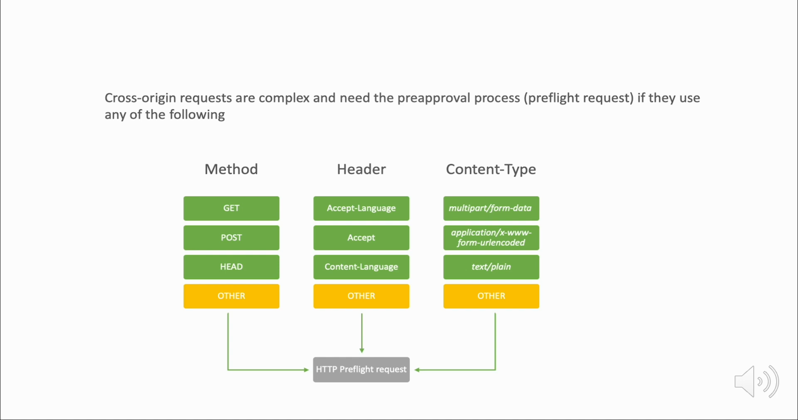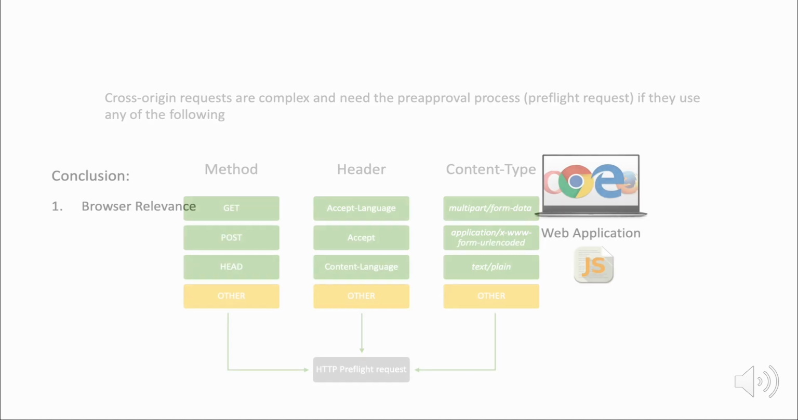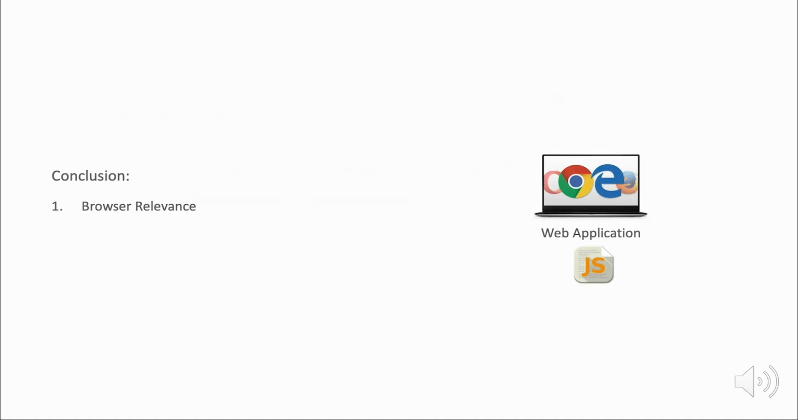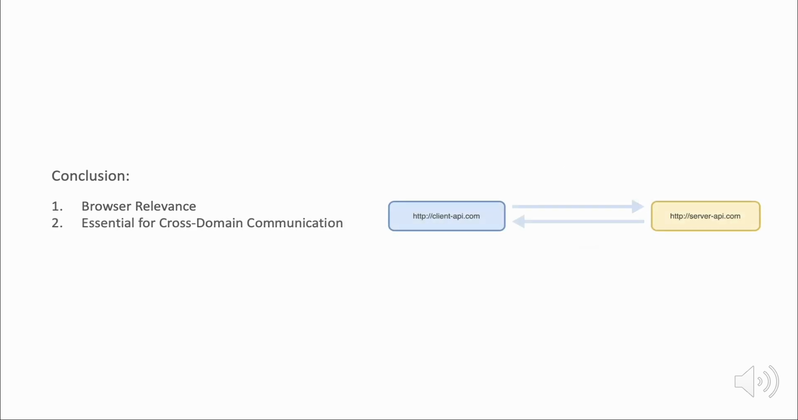Let's conclude the main points. CORS is relevant specifically for browser-based applications, which enforce cross-origin rules to protect users. It's important to note that this restriction does not apply to backend-for-frontend services or server-to-server communication, where different security mechanisms are typically employed. CORS is crucial for applications that need to interact with resources across different domains. It ensures that the web application can securely request and receive data from APIs hosted on other domains.